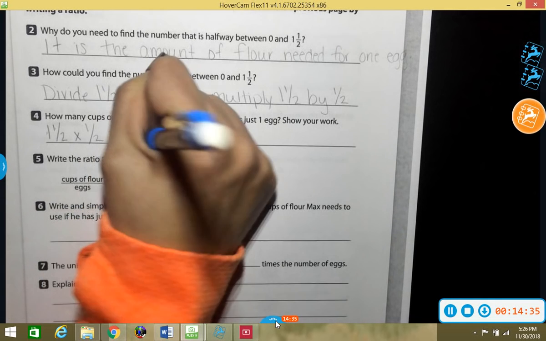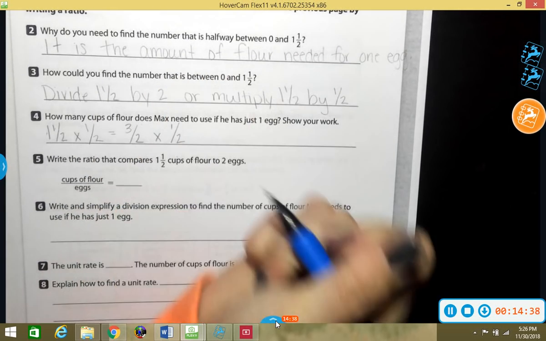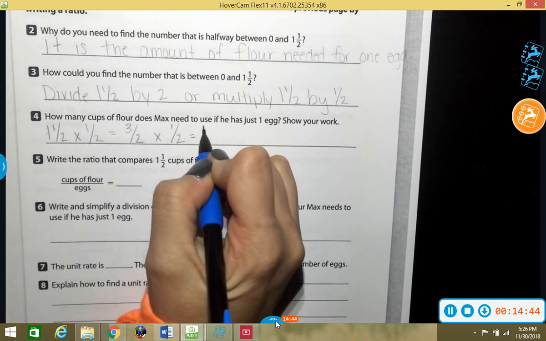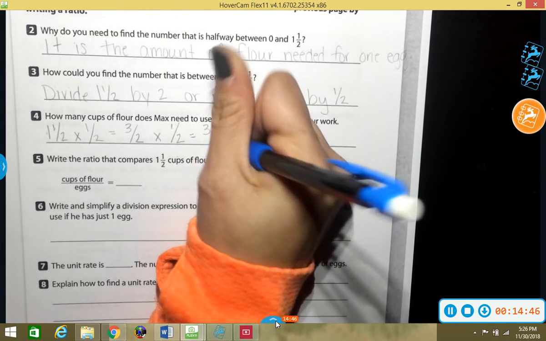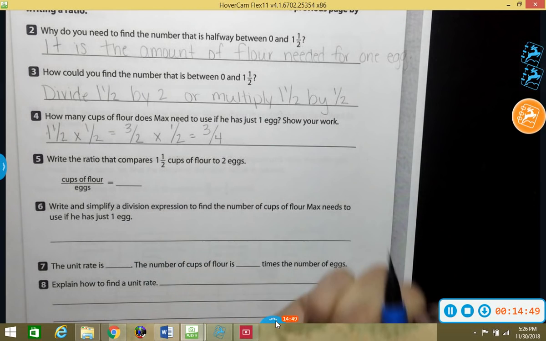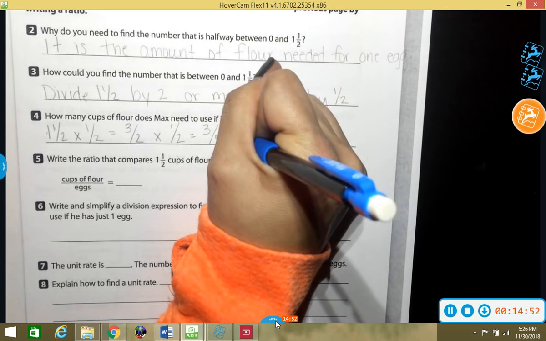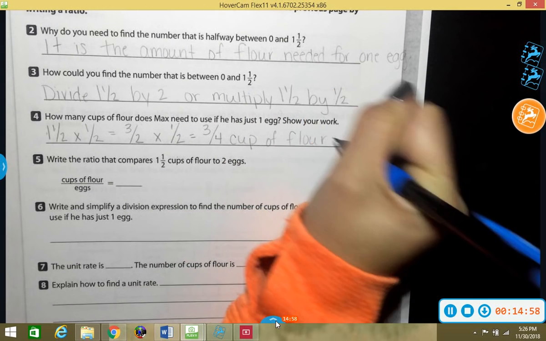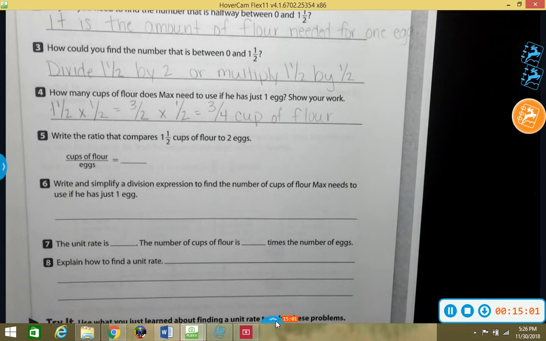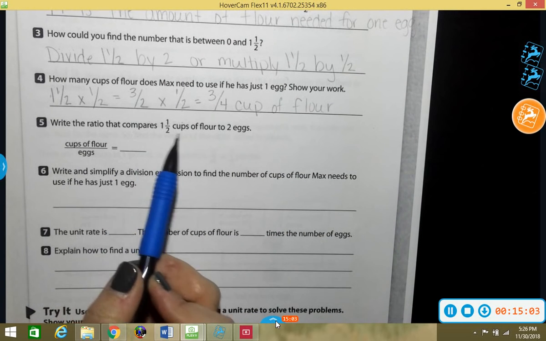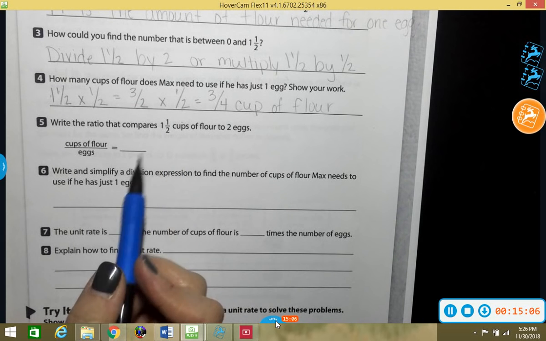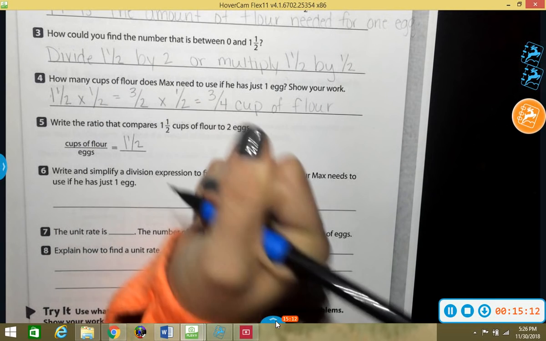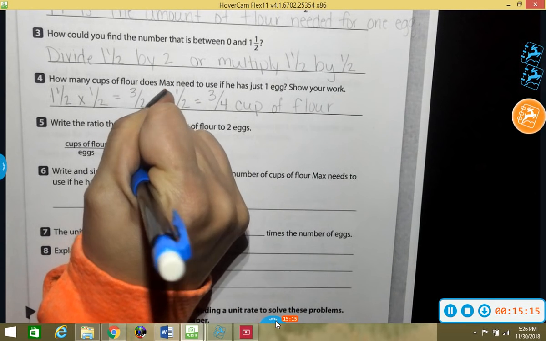3 over 2 times 1 over 2. Then we can just multiply straight across. 3 times 1 is 3, and then 2 times 2 is 4. So that means that you need 3/4 cup of flour if you only have one egg. Write the ratio that compares 1.5 cups of flour to 2 eggs. Okay, well, cups of flour, it's 1.5 to 2 eggs.